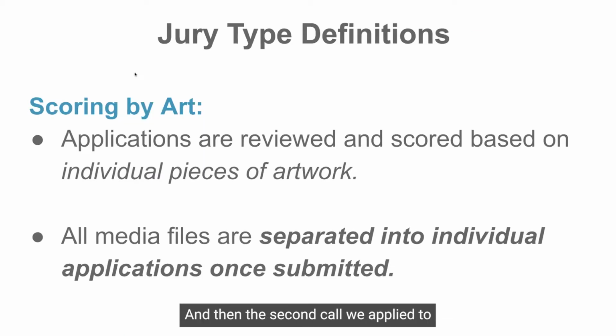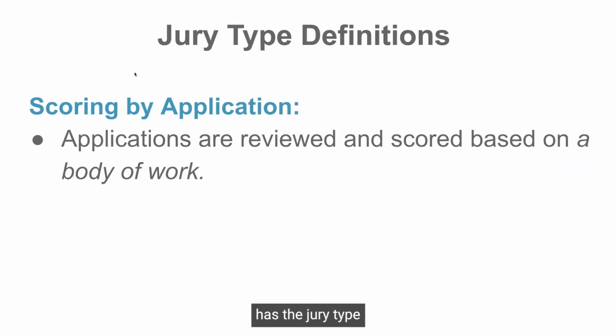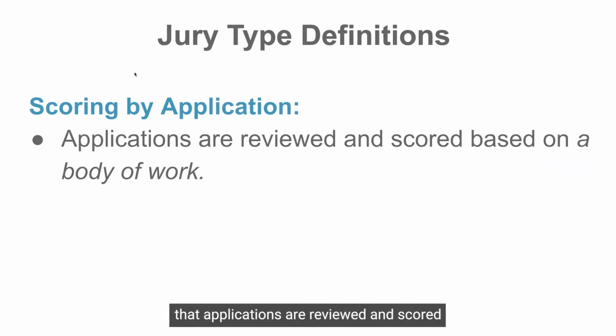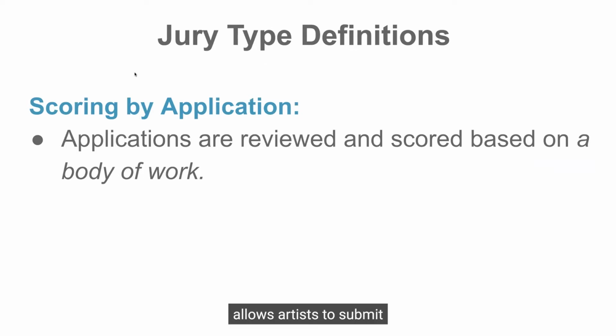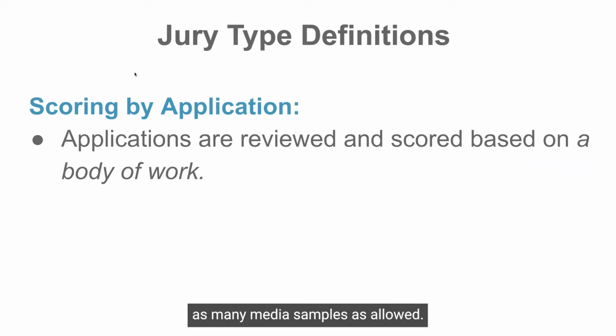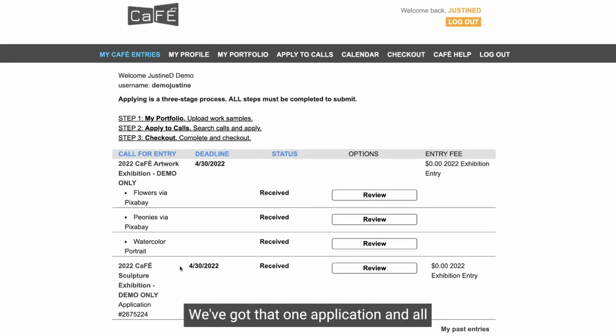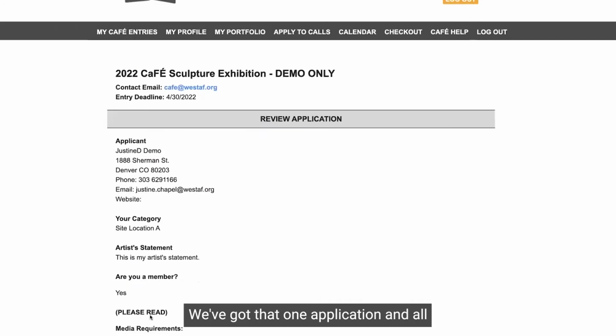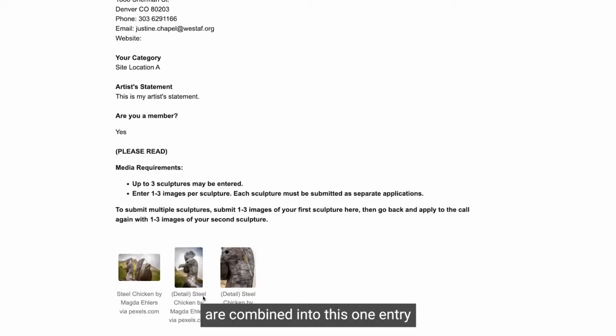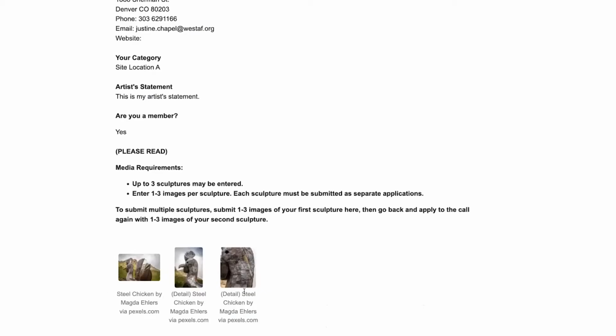And then the second call we applied to has the jury type called scoring by application. The definition of scoring by application is that applications are reviewed and scored based on a body of work. This jury type allows artists to submit as many media samples as allowed. And again, the important part in this case, all media files will be combined into one application. So again, from the artist side, we can take a look. We've got that one application and all work samples are combined into this one entry.